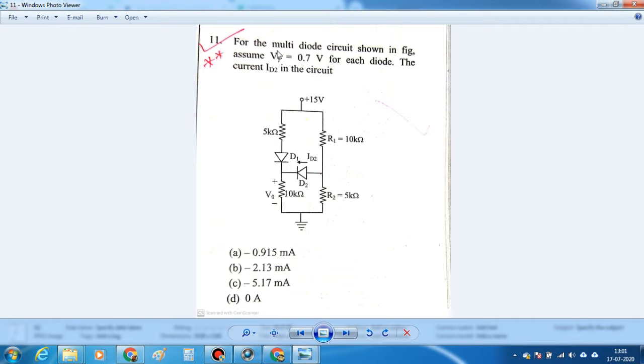Question number 11. For the multi-diode circuit shown in the figure, assume that V gamma, that is the cut-in voltage for the diodes, is 0.7 volt for each diode. The current ID2 in the circuit. So this current, the current through diode 2, you have to measure.